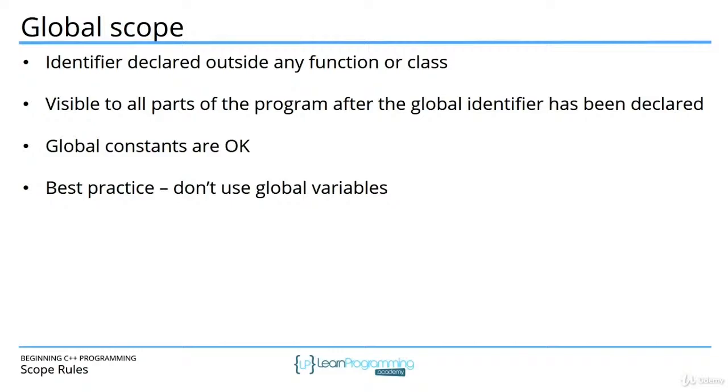Identifiers with global scope are identifiers that are declared outside of any function or class. These identifiers are visible to all parts of the program following their declaration. Best practice with identifiers with global scope is that it's okay to use global constants, but global variables should be avoided. Let's see scope rules in action in the IDE.